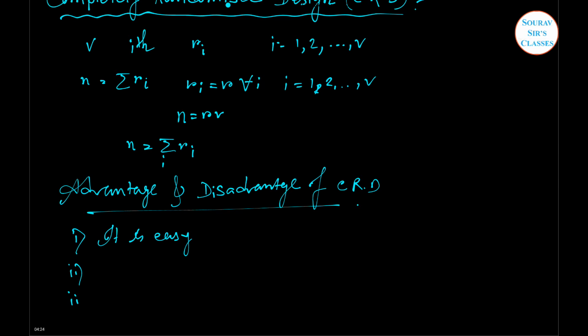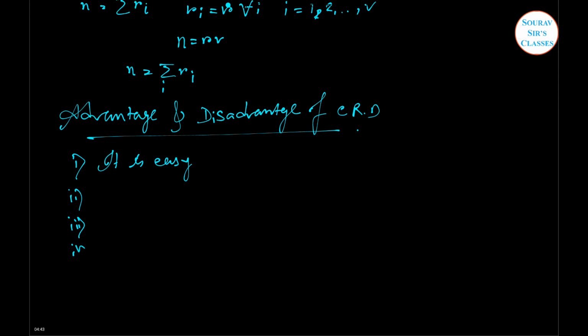The third one, it allows complete flexibility as any number of treatments and replicates may be used. The number of replicates desired can be varied from treatment to treatment. Number 4, the statistical analysis is easy even if the number of replicates is not the same for all treatments or if the experimental error differs from treatment to treatment.